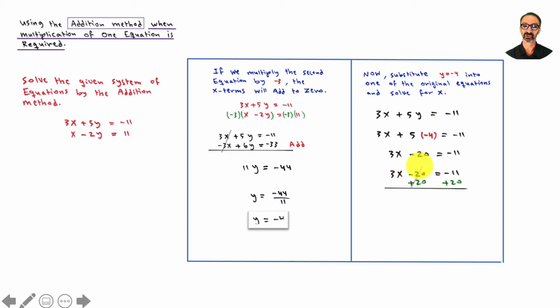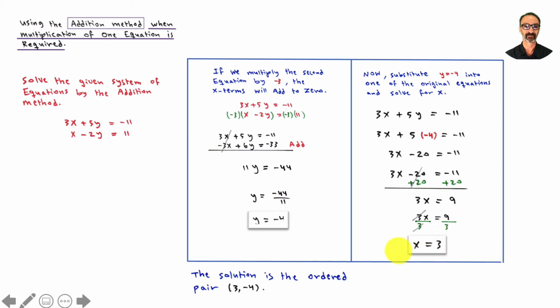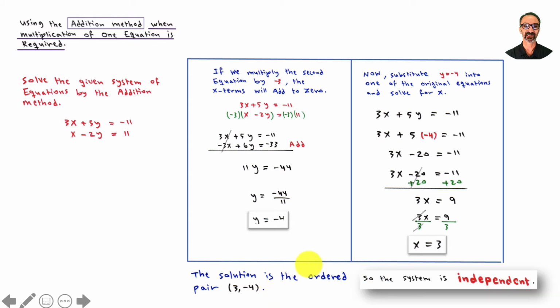Add 20 to both sides to solve for x. This cancels. 3x equals negative 11 plus 20, which is 9. Divide by 3, divide by 3. I get x equals 9 over 3, which is 3. So the answer is 3 and negative 4, and the system is independent.